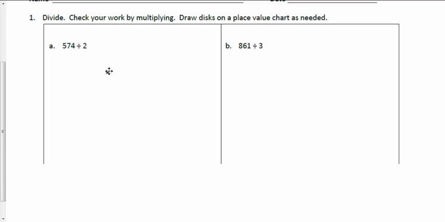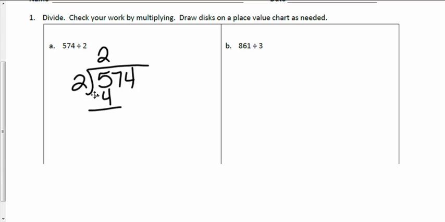All right, so I have 574, and I'm going to divide that by 2. So remember, when you divide, you start with the hundreds place first. So 5 divided by 2, I'm thinking to myself, 1 times 2 is 2, that's not enough. 2 times 2 is 4. 3 times 2 is 6, that's too much, so I'm going to say 2, because 2 times 2 is 4.